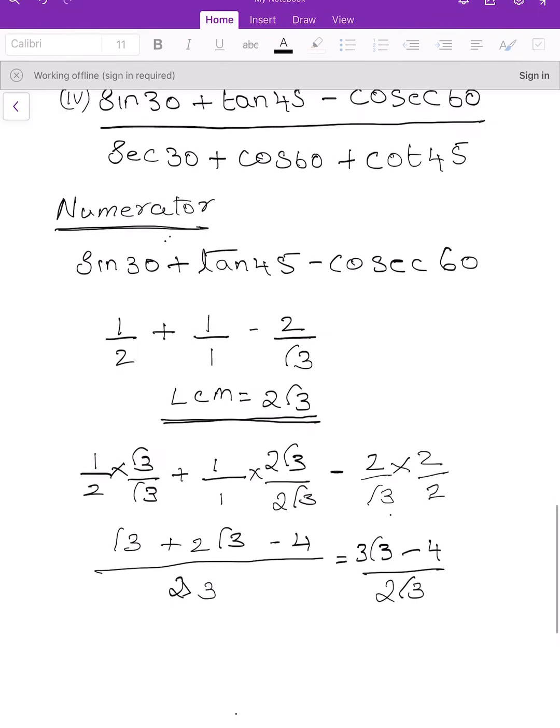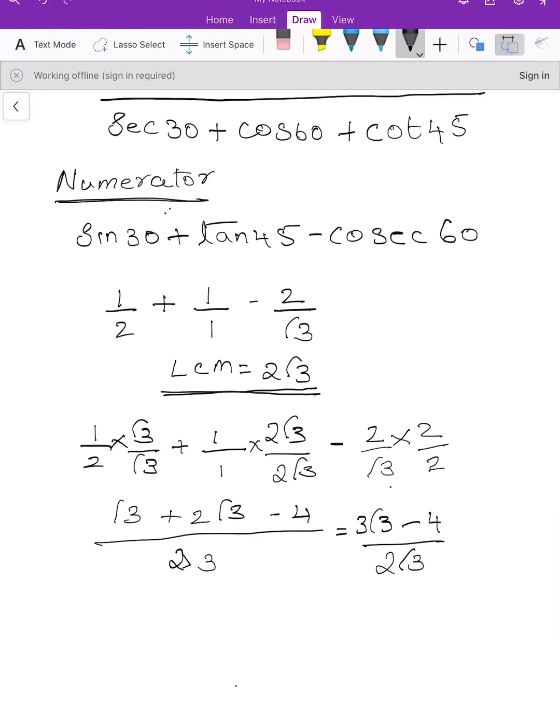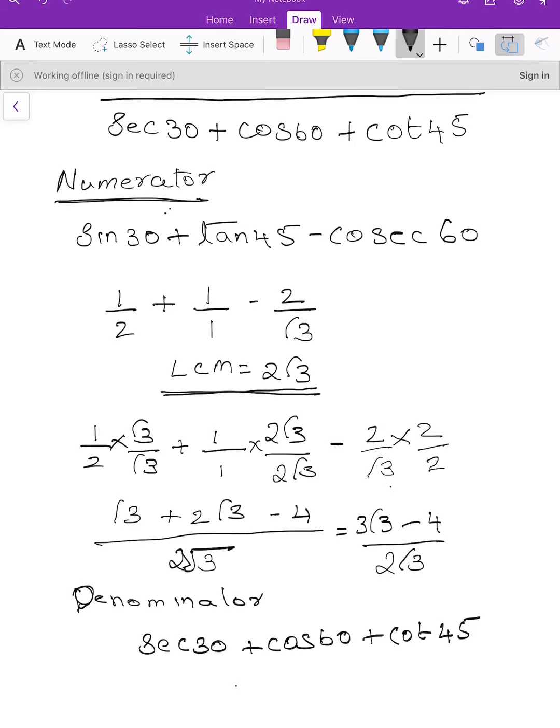Now I'll do the denominator. What is my denominator? Secant 30 plus cos 60 plus cot 45. This is my denominator, so I'm doing it here.